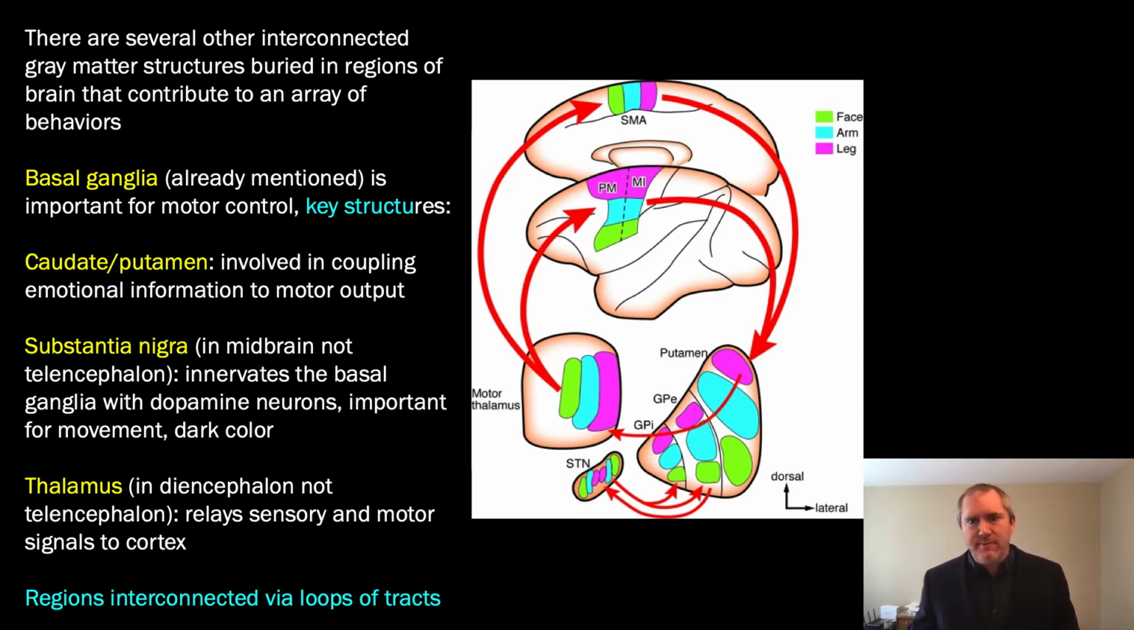The thalamus is technically in the diencephalon, not the telencephalon, but it's very important as it's interconnected here and relays sensory and motor inputs to the cortex. It's sort of thought of as the main switchboard, the main relay center of the brain.